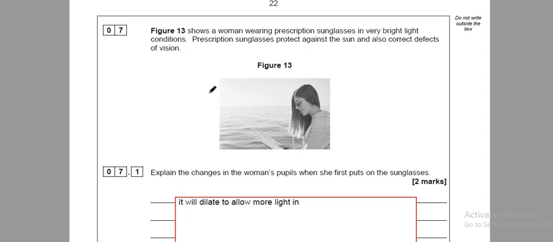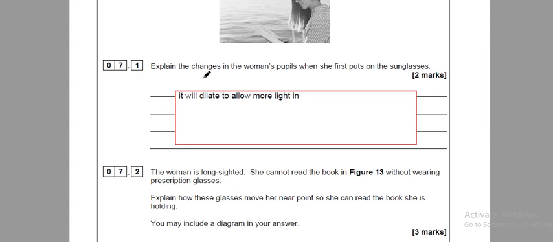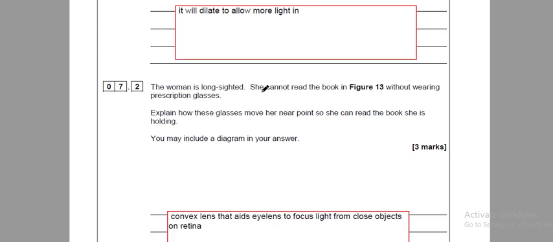Figure 13 shows a woman wearing prescription sunglasses in very bright light conditions. Prescription sunglasses protect against the sun and also correct the effects of vision. Explain changes in the woman's pupil when she first puts on the sunglasses. It dilates, so it will dilate to allow more light in.